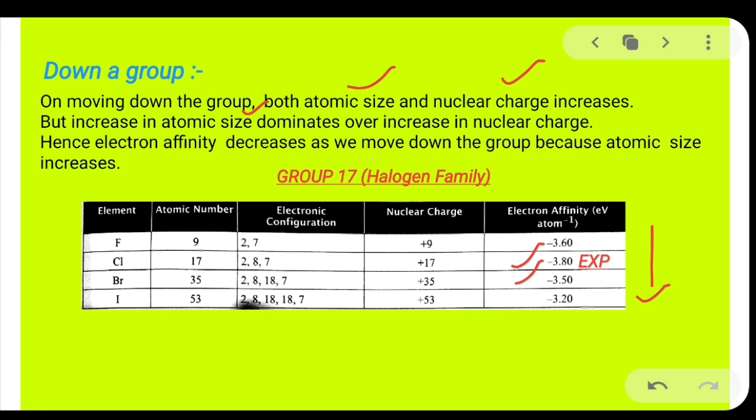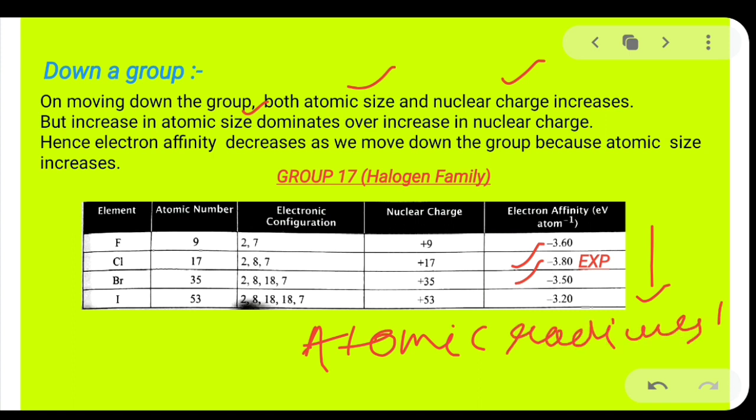Now you can see there is a gradual decrease of the electron affinity because the atomic radius increases. Atomic radius increases, hence electron affinity decreases. But why is there an exception in the case of fluorine and chlorine?